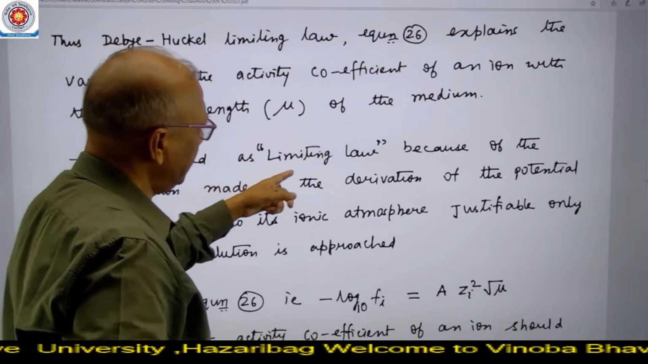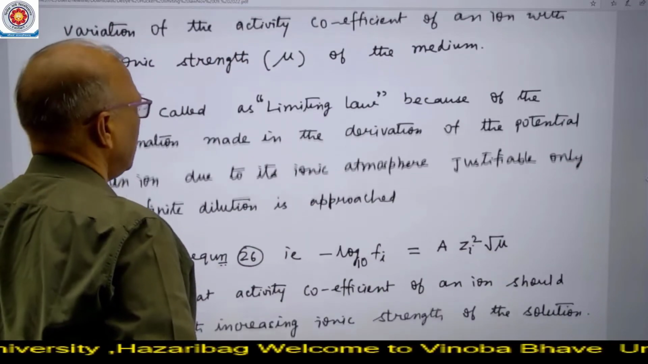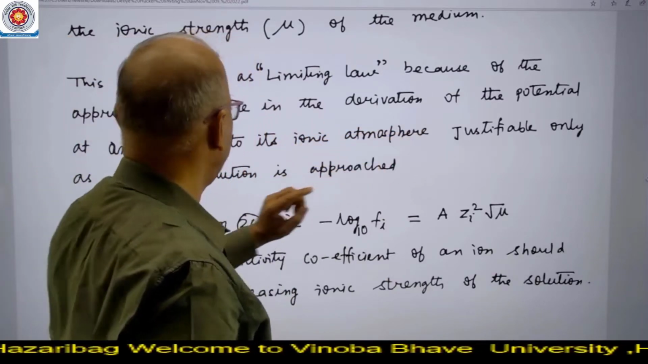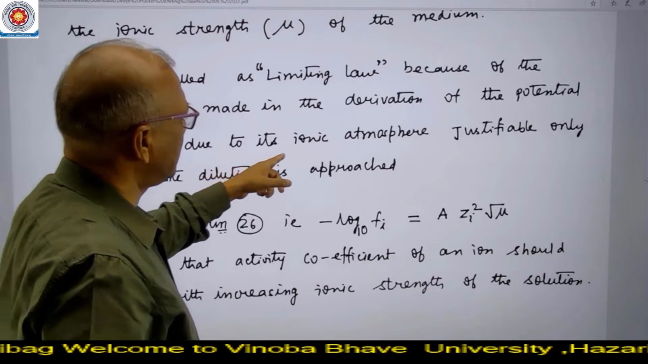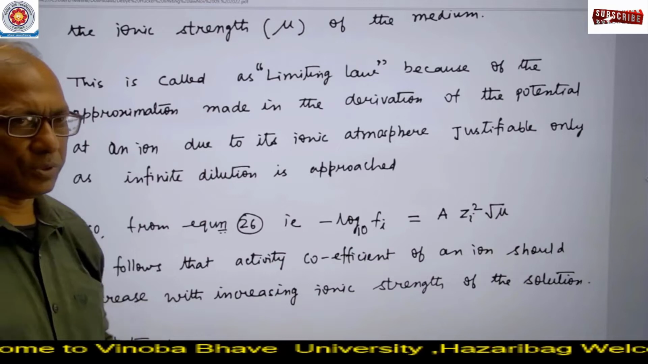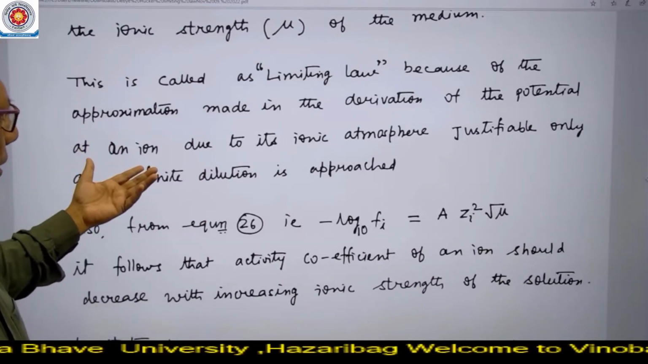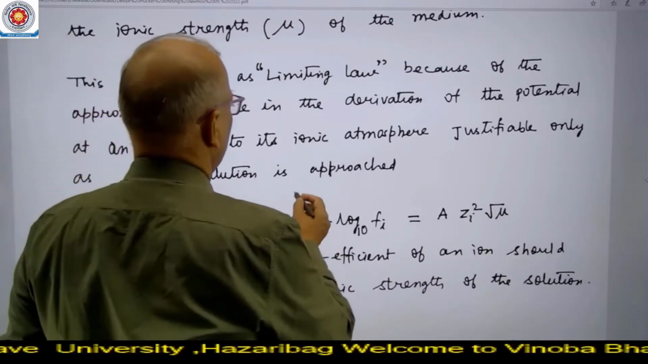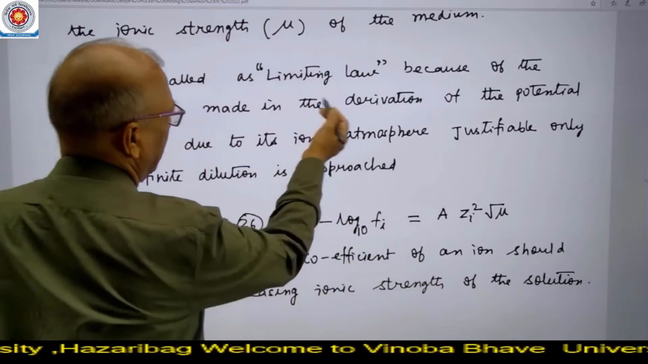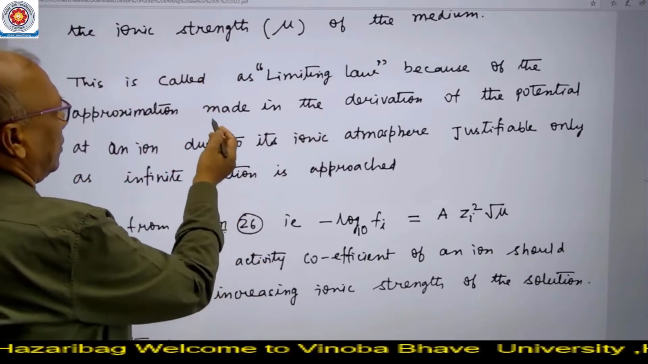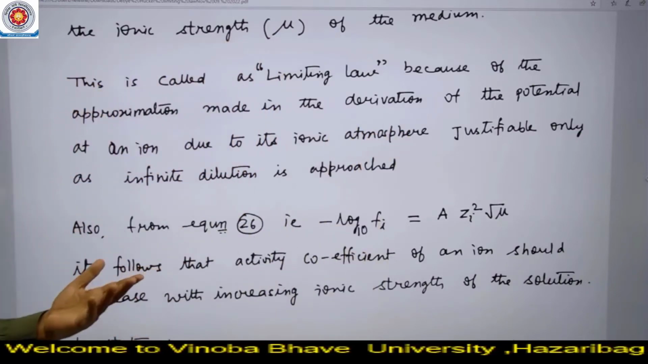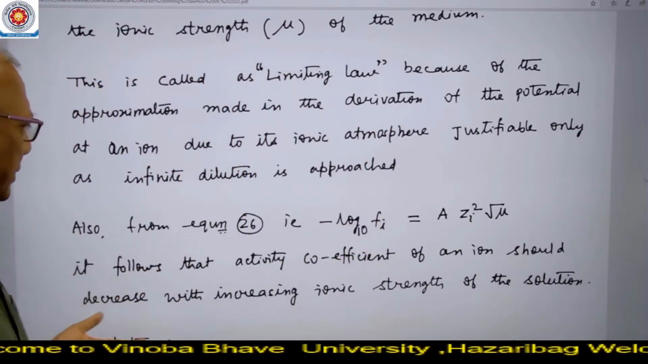This is called a limiting law also because, why is it called a limiting law? Because the approximation made in the derivation of the potential of an ion due to its ionic atmosphere is justifiable only as infinite dilution is approached. जब हम इसका डेरिवेशन करते हैं तो उस समय हम मान करके चलते हैं कि ये इनफाइनाइट डाइल्यूशन पर अप्रोच करेगा, ये कंडीशन हम लगाते हैं, और इसीलिए इस लॉ को हम बोलते हैं लिमिटिंग लॉ, और इसलिए ये डिबाय हकल लिमिटिंग लॉ के नाम से जाना जाता है.